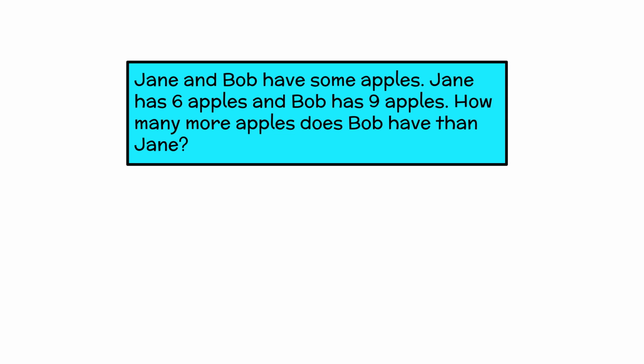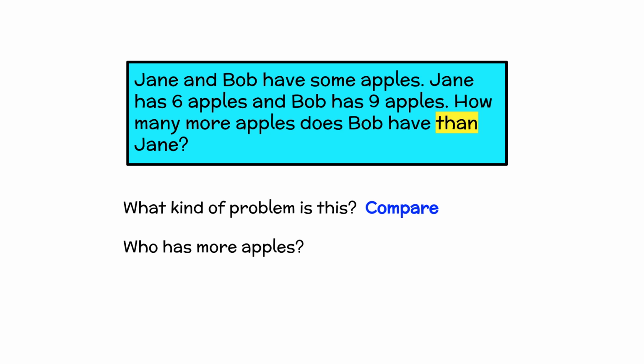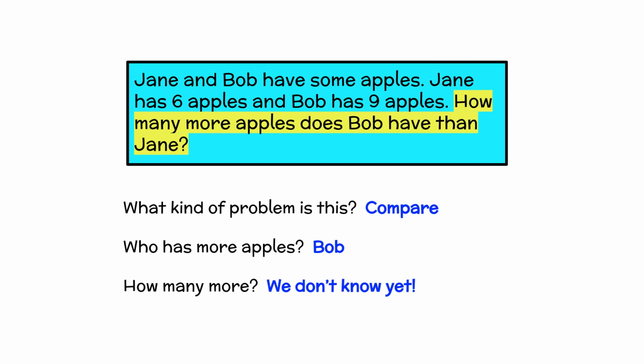As with all word problems, the first question you should ask is, what kind of problem is this? Since this problem has the word than, that means it's a compare problem. The second question you should ask is, who has more apples? Bob has 9 apples, and 9 is more than 6. Jane has 6 apples. How many more apples does Bob have than Jane? We don't know yet. The word problem is asking, how many more apples does Bob have than Jane?